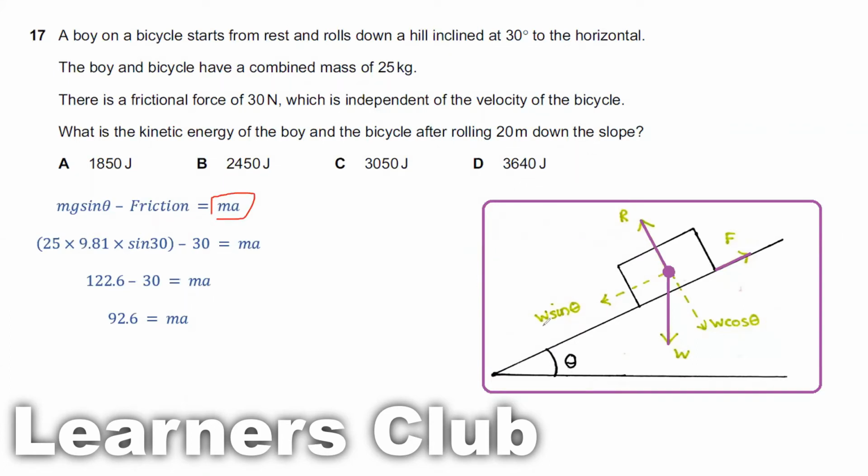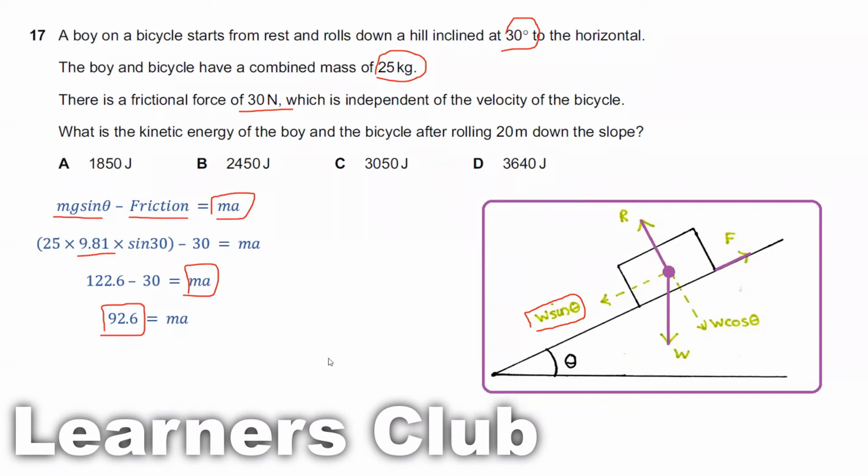It's rolling downwards, which is W sine theta. W means weight, which is mg sine theta, minus friction. Friction acts in the opposite direction to the motion. So we have the combined mass of 25 kg, g is 9.81, sine theta with theta 30 degrees, minus the friction force given as 30 Newton, is equal to ma. So when you find the value of ma, you get 92.6.